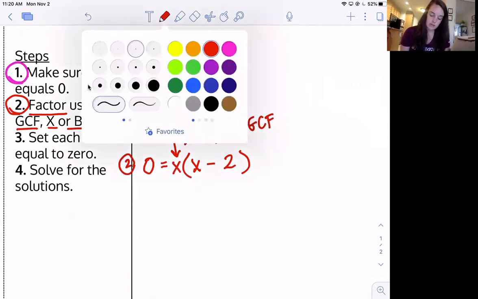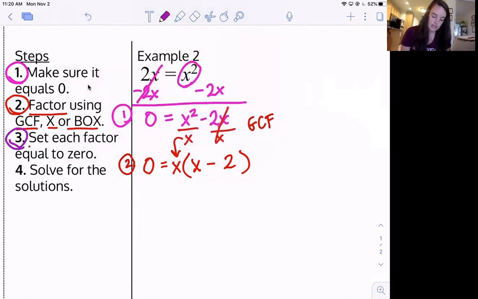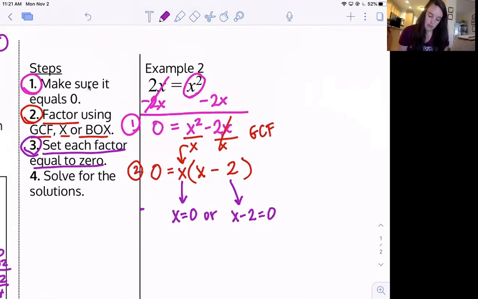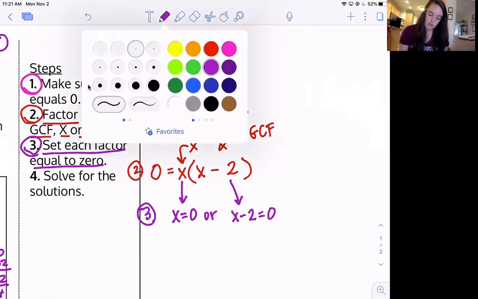All right, step 3, set each factor equal to 0. So I'm going to go ahead and set this one. This is a factor, one of the pieces, x equals 0. That one's easy, already done. Or x minus 2 equals 0. Okay, that was step 3, setting them equal to 0, each factor.